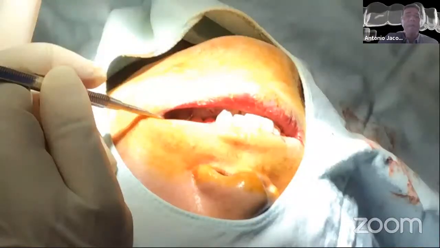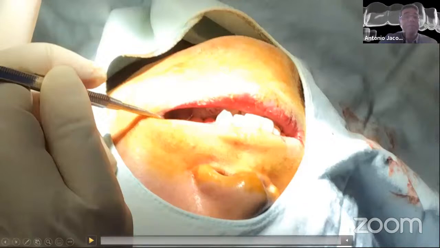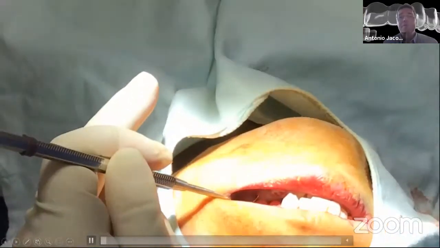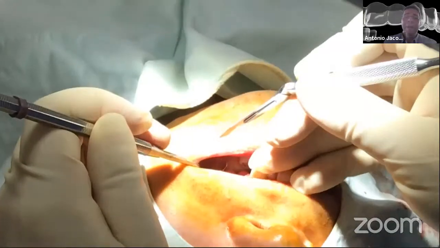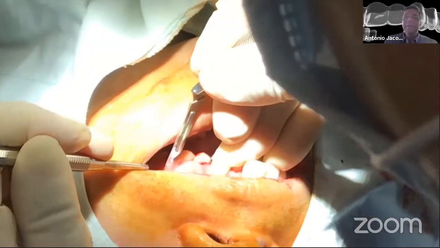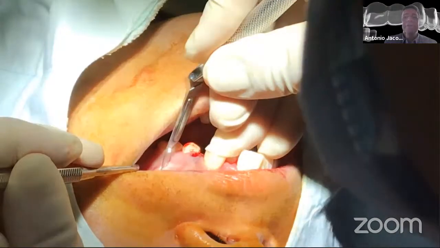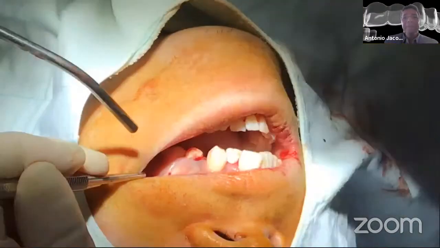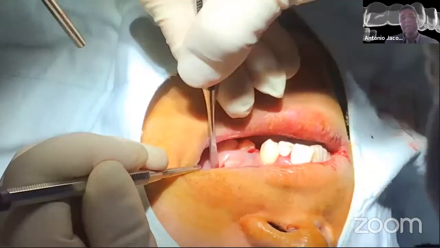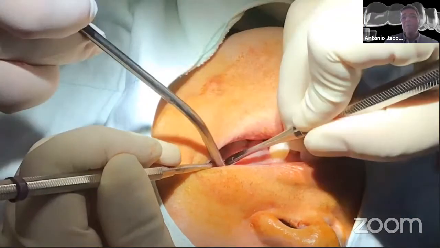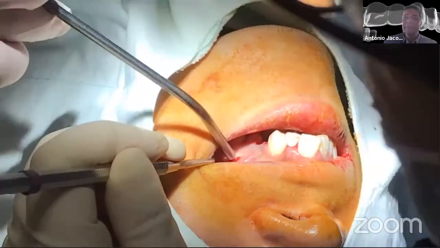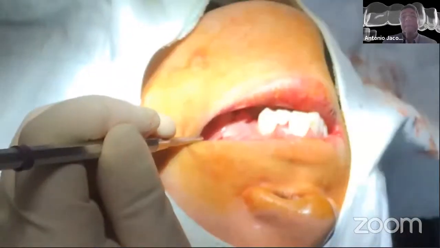This is a movie that I made at Kyung Hee University. It's Professor Sunny inserting a mini plate on this patient. It's a very rapid video. You can see it's just 2 to 3 minutes. You make just one vertical incision, okay? And then you just take out the periosteum where you're going to put the mini plate. It's very easy to do this.